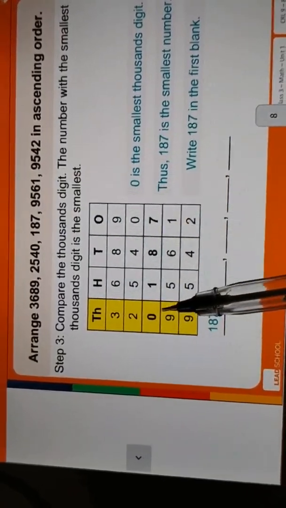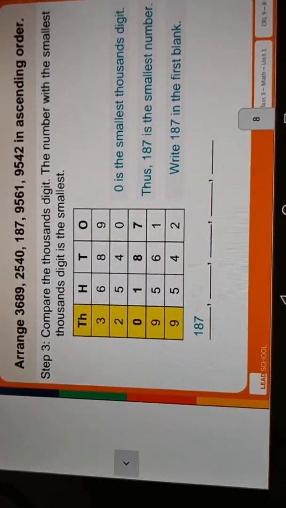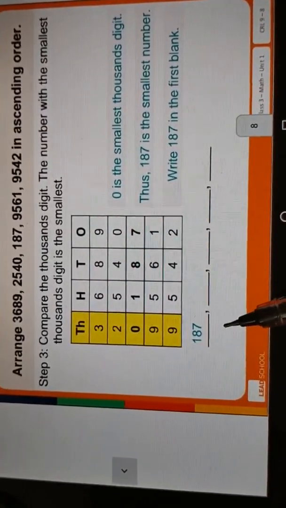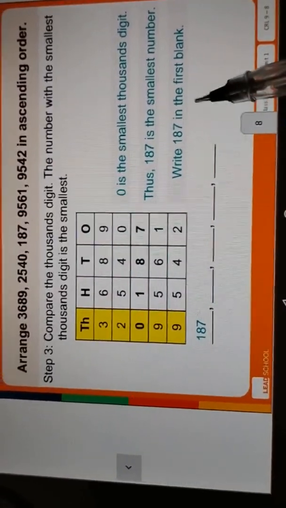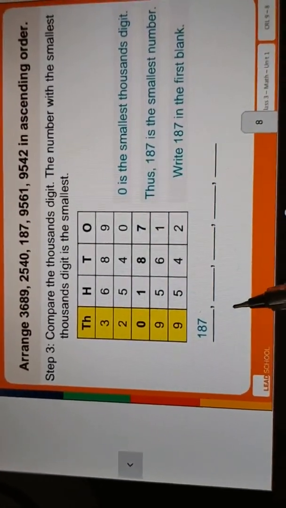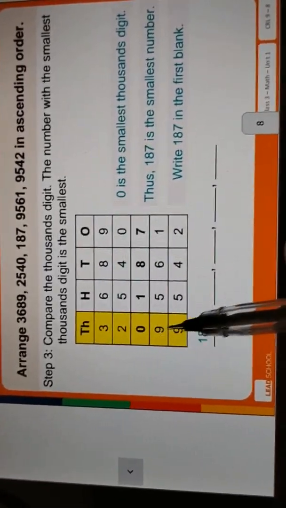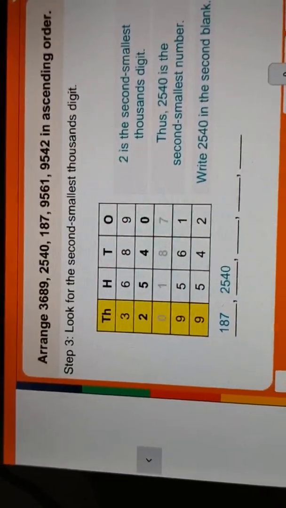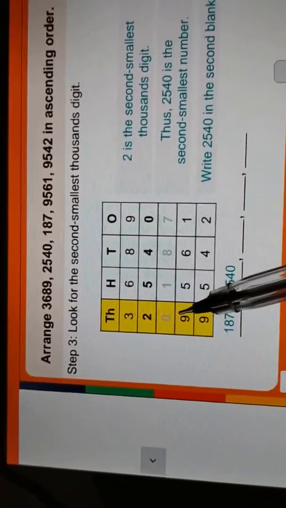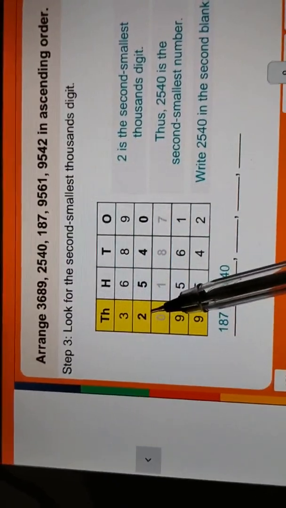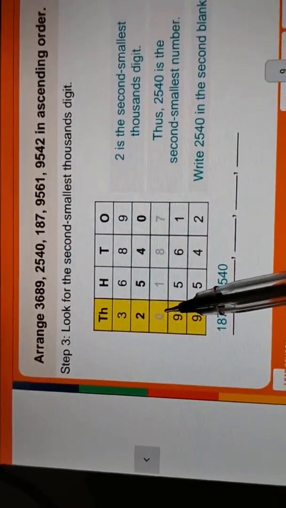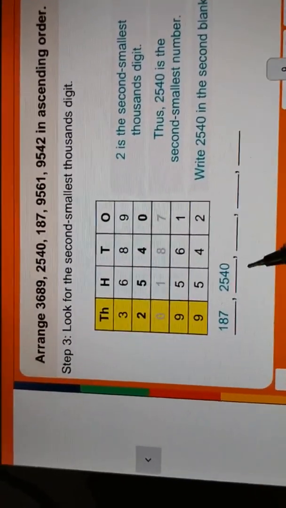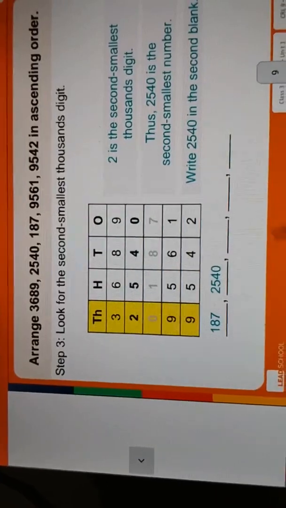0 is the smallest number in the 1000 digits. So we have to write 187 in the first blank because 0 is the smallest digit. Then again we have to find the smallest digit. 2 is the second smallest 1000 digit. So 2540 is the second smallest number, and we have to write 2540 in the second blank.